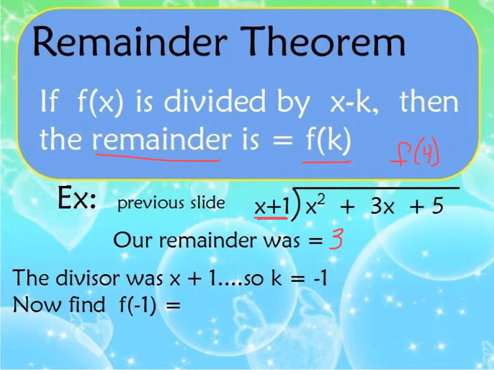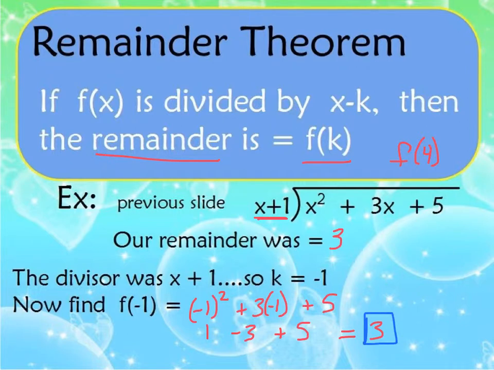So I'd have a negative 1, and I'm going to square it, plus a 3 times a negative 1 plus 5. This is just 1. This is going to be a negative 3. This is a positive 5, which if you add that all up, what do you know, is equal to 3. And so what you get back when you plug the number in is really the same as the remainder when you do synthetic division.